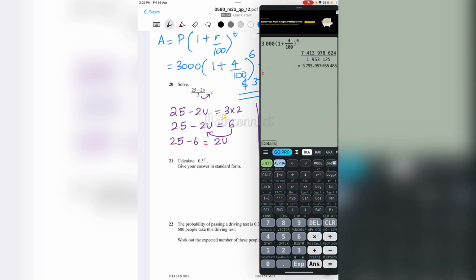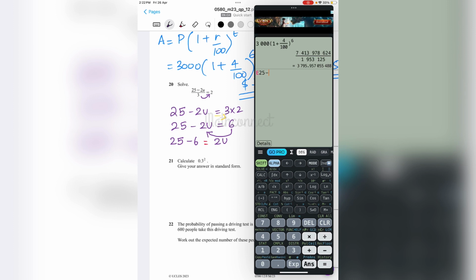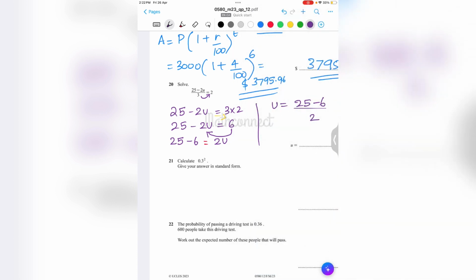Let's do this in the calculator. 25 minus 6 divided by 2. 9.5. So the answer to the question is 9.5.